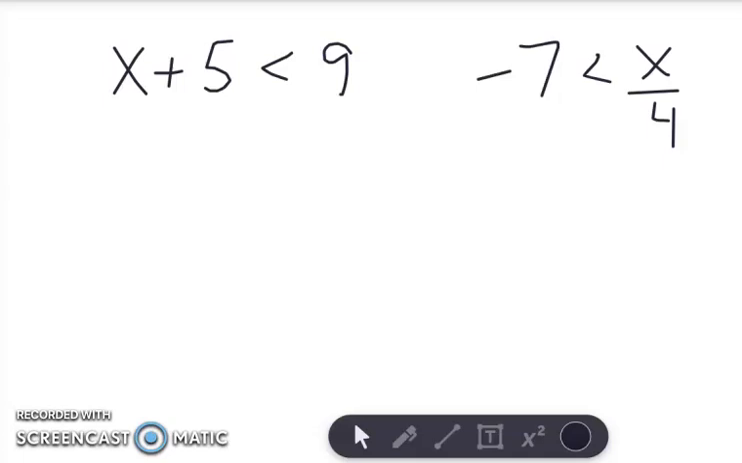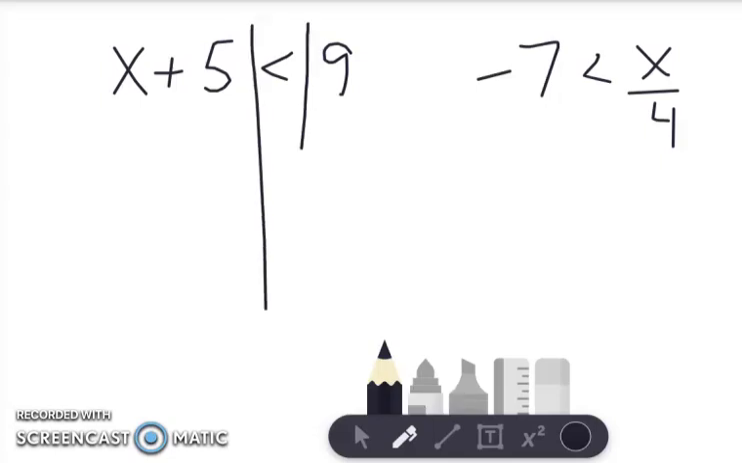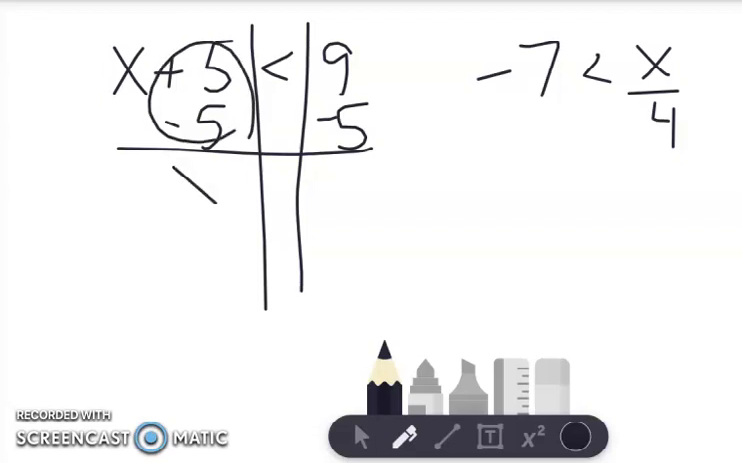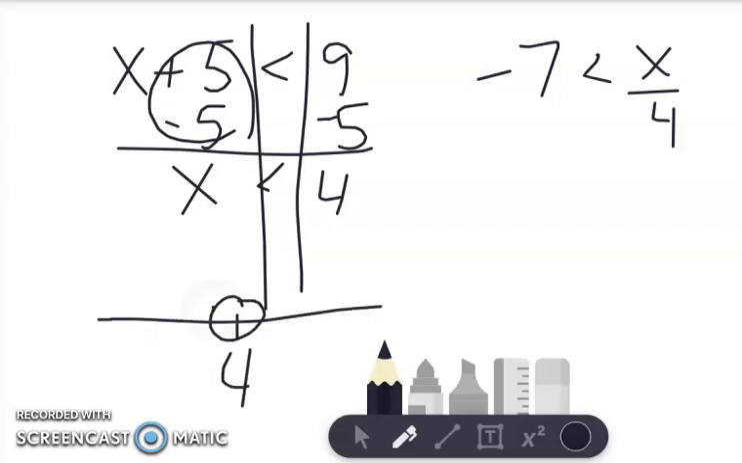Today you're going to practice solving a one-step inequality, which is very similar to just solving a one-step equation. So we're going to pretend the inequality symbol is like the equal sign, and we're going to do the same thing to both sides. So we're going to subtract 5 from both sides, and we're left with x is less than 4. So that would mean we have an open circle at the number 4, and we'll shade the numbers that are less than 4.